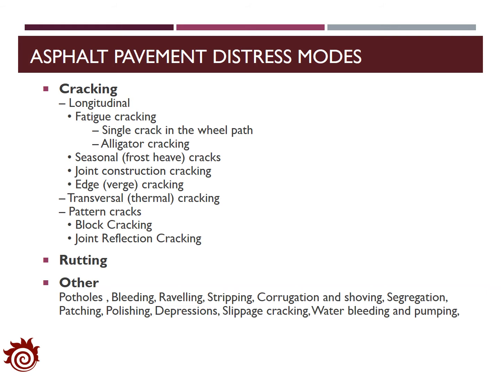Here are some more detailed distress modes for the flexible pavement. For cracking, we will consider the longitudinal, transverse, and pattern cracks. Under the longitudinal cracking, we will consider the fatigue cracking, seasonal cracks, joint construction cracking, edge cracking, and so on. We also will discuss the rutting and its potential causes. For all the other types of distress in flexible pavement, we will consider them as others, including the potholes, bleeding, raveling, striping, and so on.